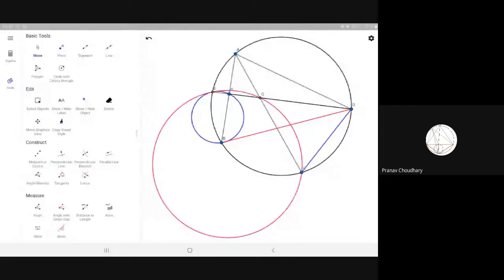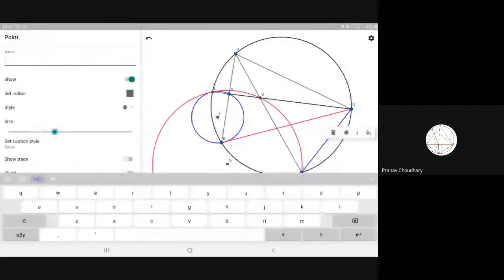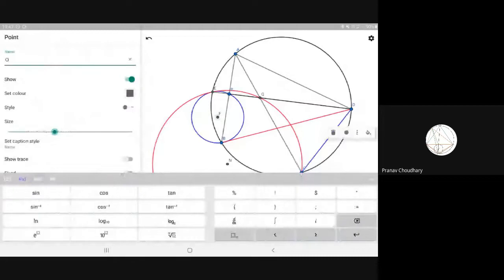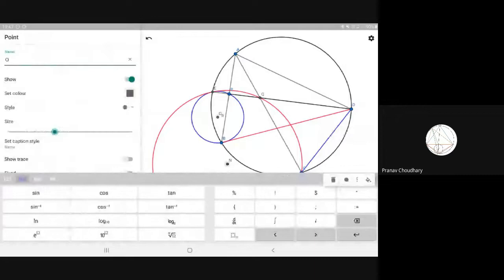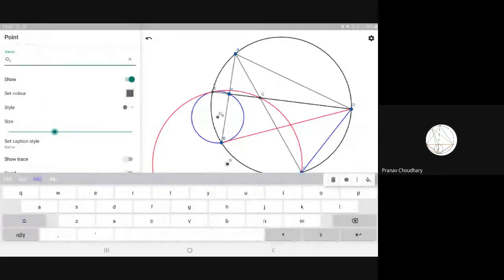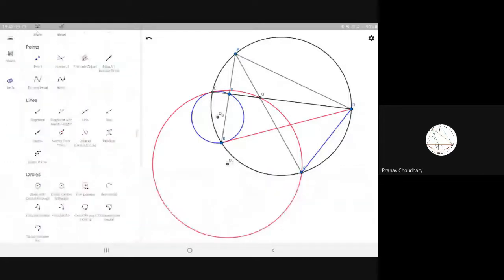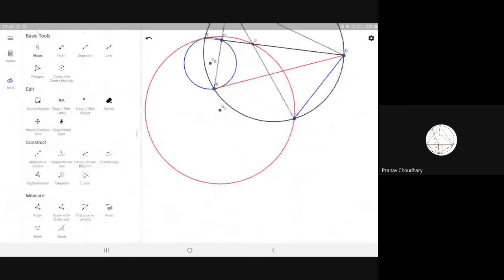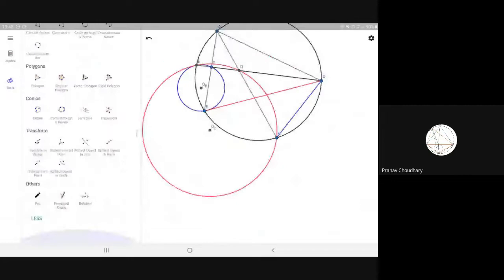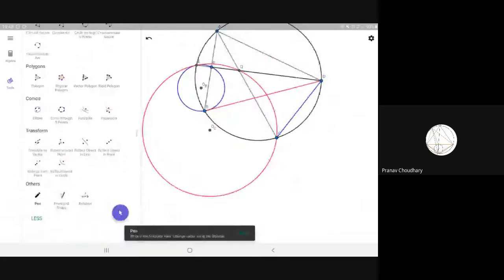One way to do it is to introduce the centers and just forcefully angle chase, kind of. Suppose the circumcenter of this is OB, and of this is OC. You need to prove that E, OB, and OC are collinear, right? Nothing special here. You can just prove this part in a million ways.